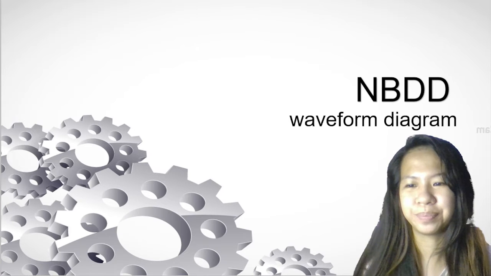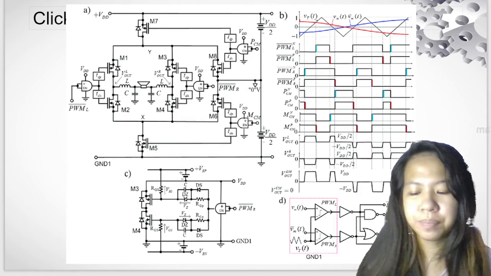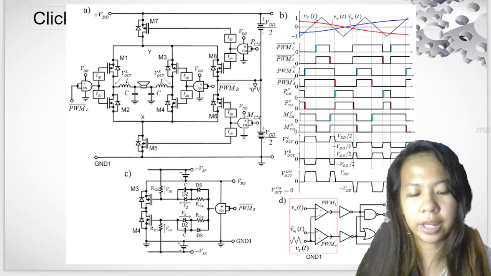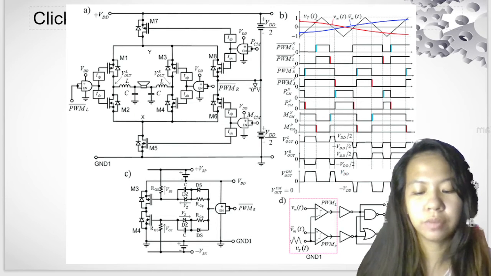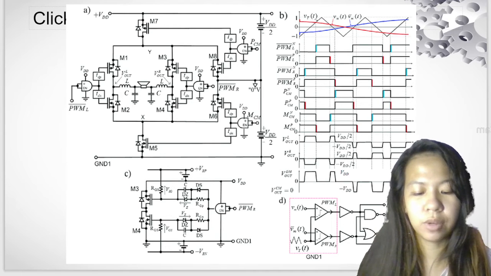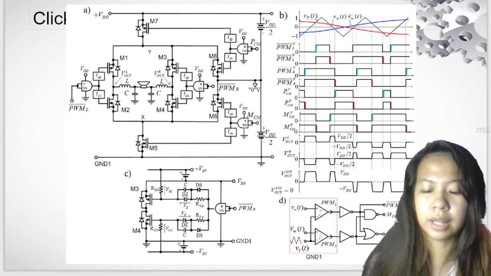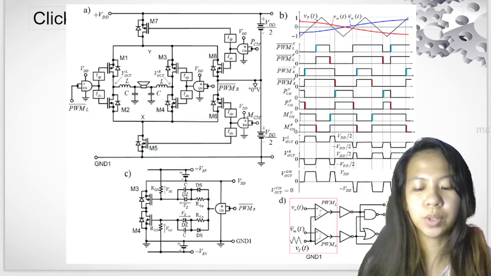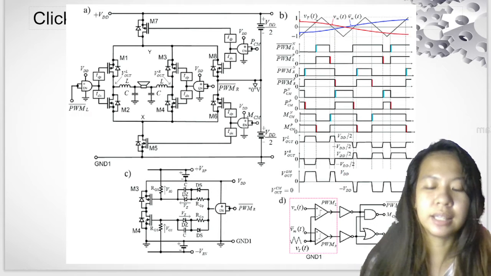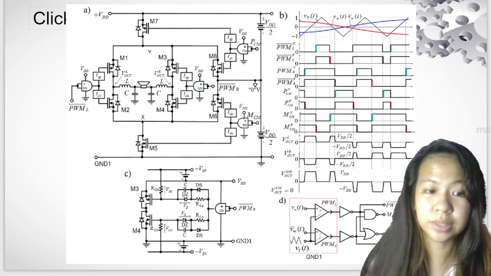So first, this is the diagram, and it shows that in letter A, the topology of the output stage. Letter B, the time domain waveforms of the output of the modulator and amplifier. C, block diagram of the extended NBDD PWM modulator. D, floating gate driver with galvanic isolation of the control signal.